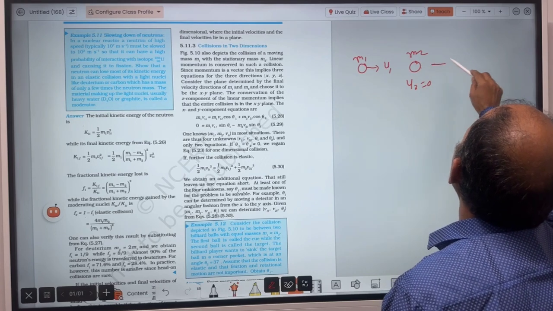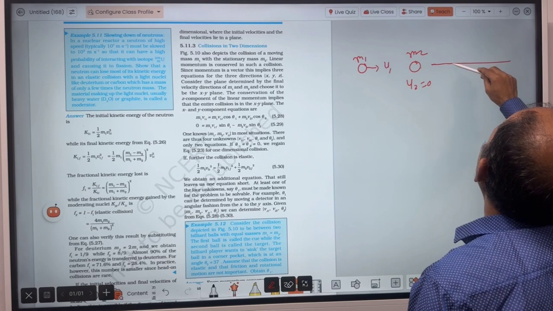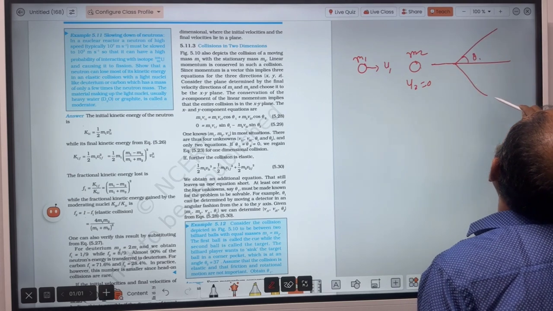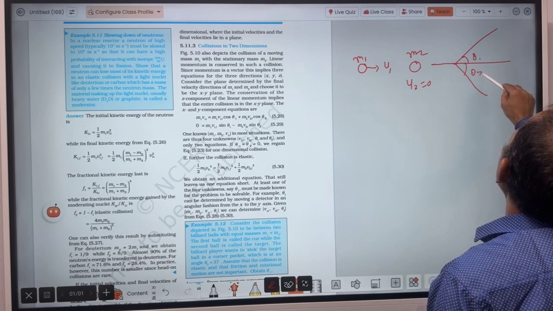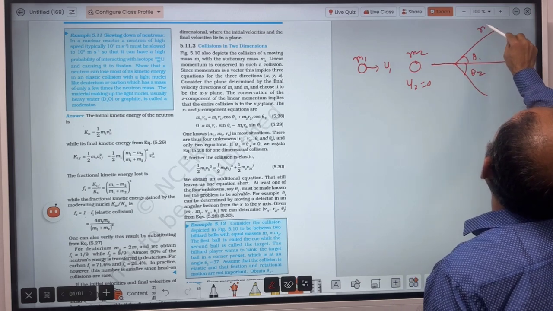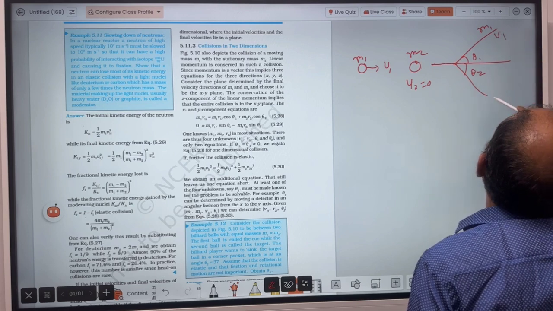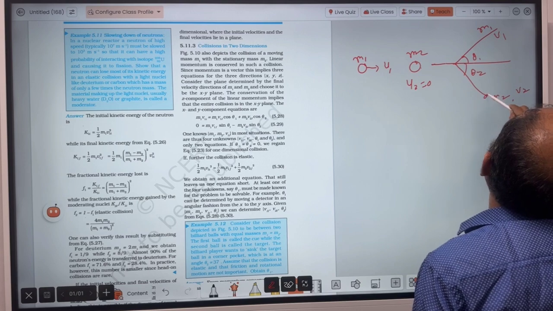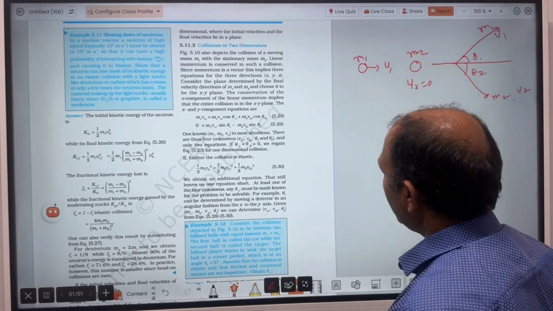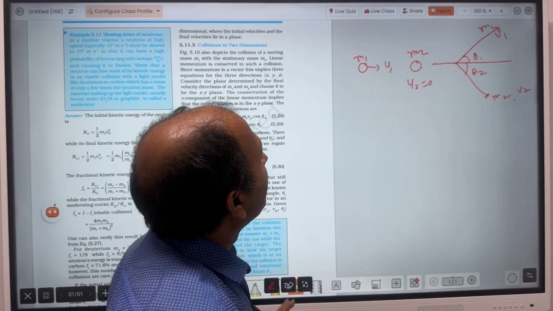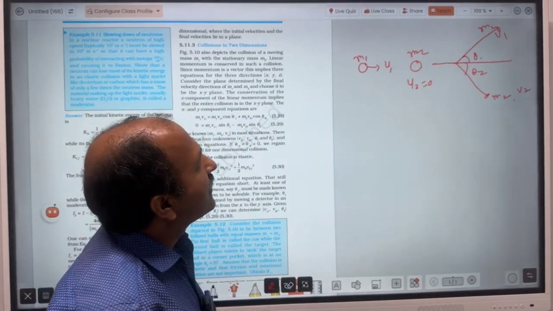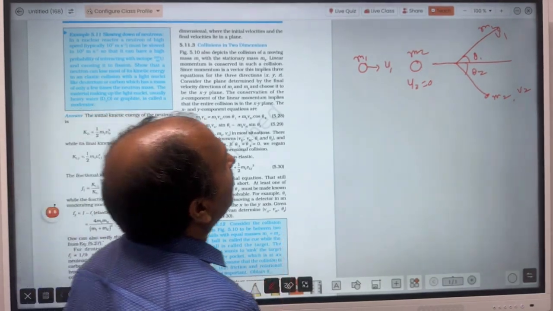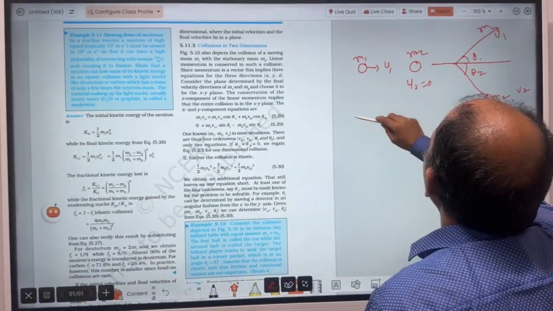Now after collision, what happens? One object moves in this direction with angle theta 1, and another object will move in this direction with angle theta 2. Suppose this is m1 which is moving with velocity v1, and this is m2 which is moving with velocity v2. Now again we apply the conservation of energy and conservation of momentum.